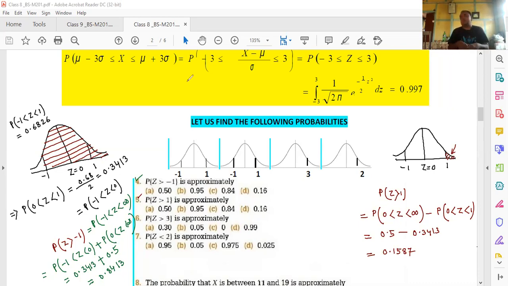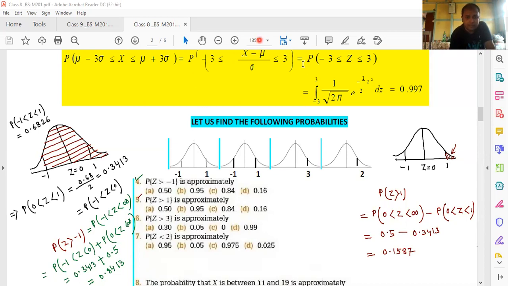In all these problems, 4, 5, 6, 7, we have used the area property, but it is not always the case. Suppose we have been asked to find the probability that z is greater than 0.5. In that case, we will not be able to apply the area property. We have to do something else for this. So I'm going to show you what to do if some other points, other than 1, 2, 3, are given, and how to find these areas or probabilities.